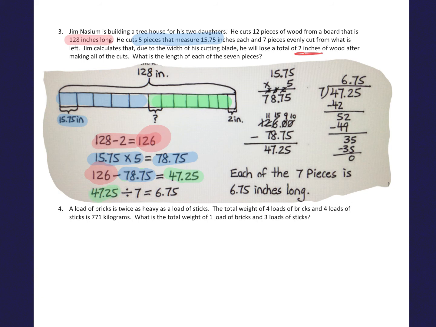So finally, I take that and I divide it by 7. Why? Because it's 7 pieces evenly cut, right? And that's going to give me the final answer of 6.75. So each of the 7 pieces is 6.75 inches long. Kiss your brain if you got that right.